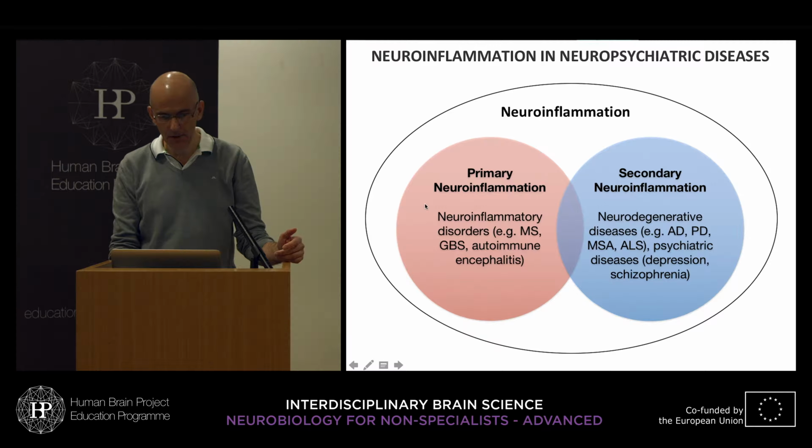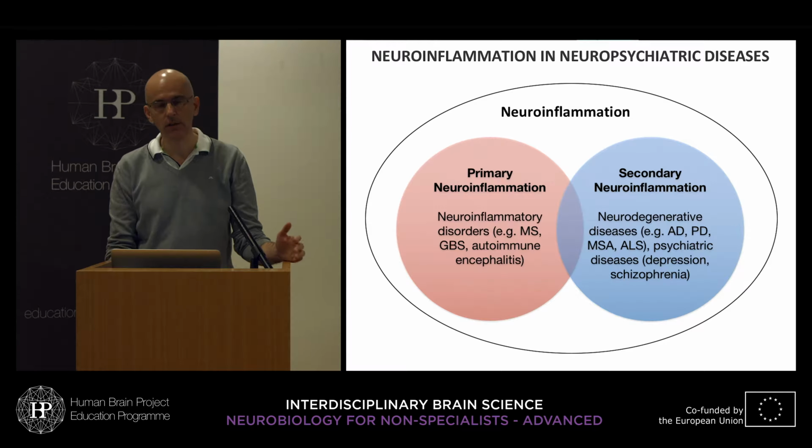In general, we distinguish between primary neuroinflammation and secondary neuroinflammation. Primary neuroinflammation is seen in neuroinflammatory disorders, for example, multiple sclerosis, Guillain-Barré syndrome, autoimmune encephalitis, and I will talk about this immediately. On the other hand, secondary neuroinflammation is seen in almost all neurodegenerative diseases, such as Alzheimer's disease, Parkinson's disease, multiple system atrophy, amyotrophic lateral sclerosis, but also in psychiatric diseases such as depression or schizophrenia.